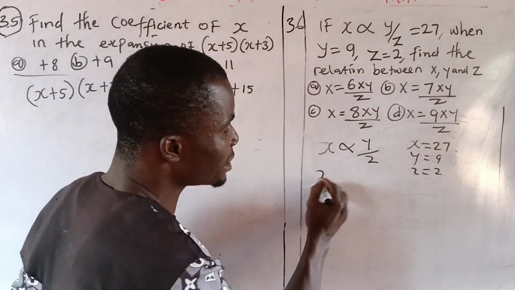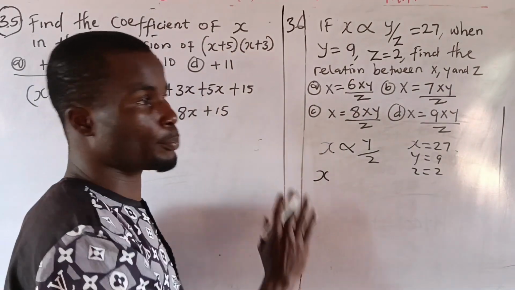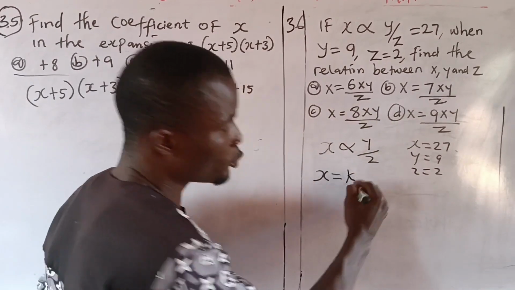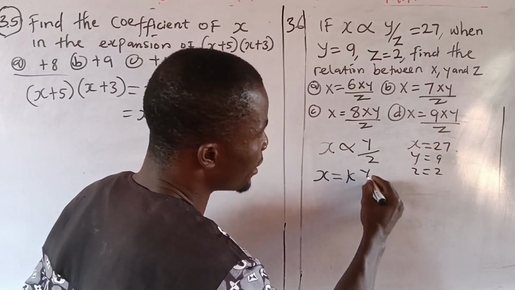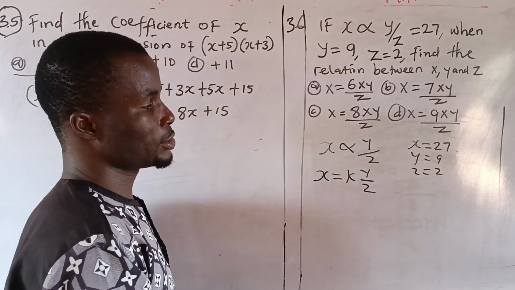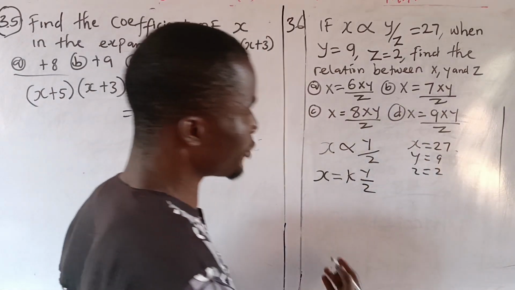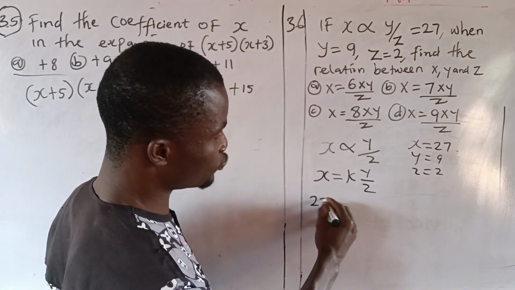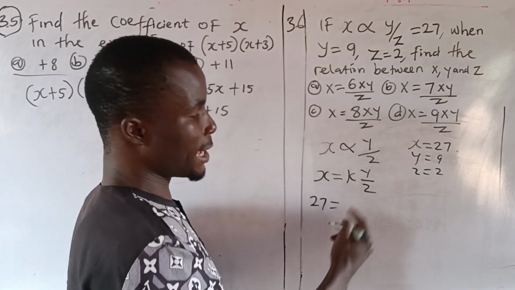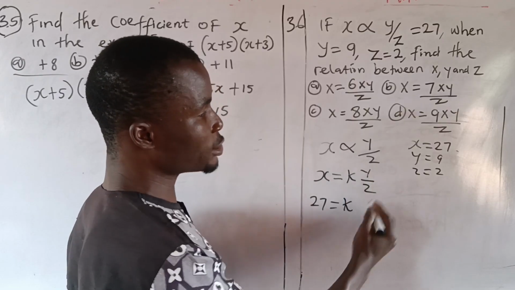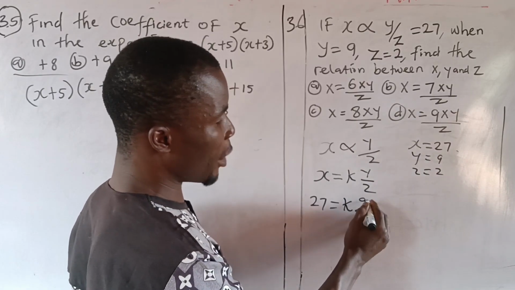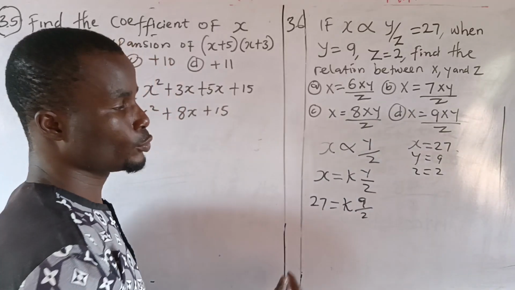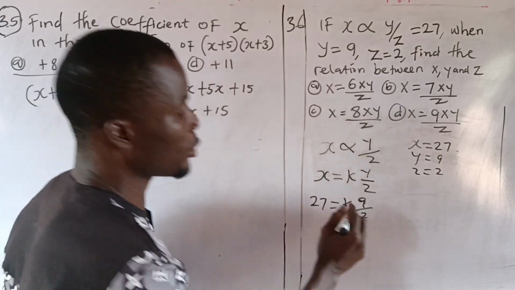That means we are going to write it in this format, which is the proper format. s equals constant, which is k, times y over z. So now let's input these values. Our s is 27, so 27 equals k, which is the constant, times y, which is 9, over 2. So what do we do for this k to remain?